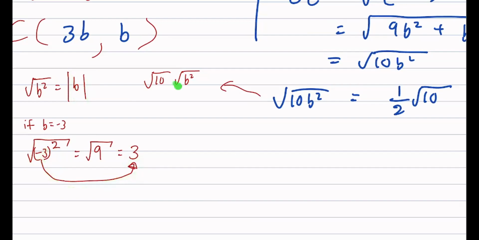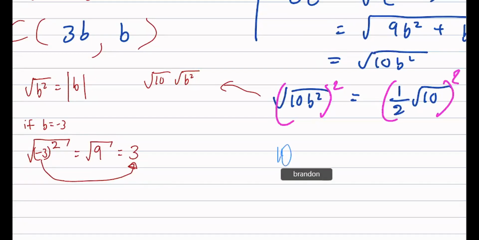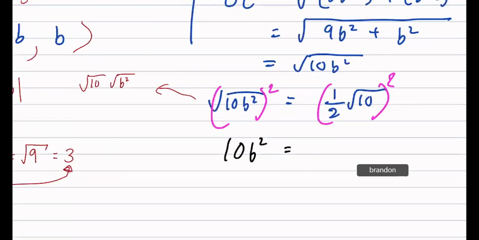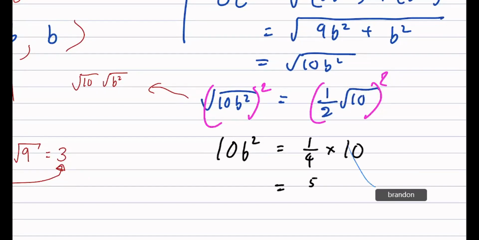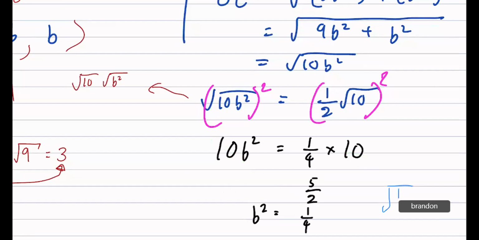So you have to leave it alone. What I want to do next is square both sides. You're left with 10b squared equals half squared, which becomes 1/4, times square root 10 squared, which becomes 10. Then 10 over 4 is 5/2. Actually, I could have cancelled off 10 straight away. So b squared equals 1/4.